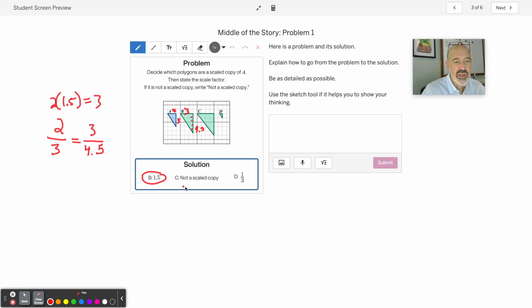And so for C, it's not a scaled copy because the width here is 1, 2, 3, 4 spaces. And then going down, it's 1, 2, 3, 4, 5 spaces. So now again, we have the original shape A is a ratio of 2 to 3, and C is a ratio of 4 to 5. Well, there is no one factor that goes from 2 to 4 and 3 to 5 because 2 times 2 is 4, but 3 times 2 is not 5. So that's why C is not a scaled copy.